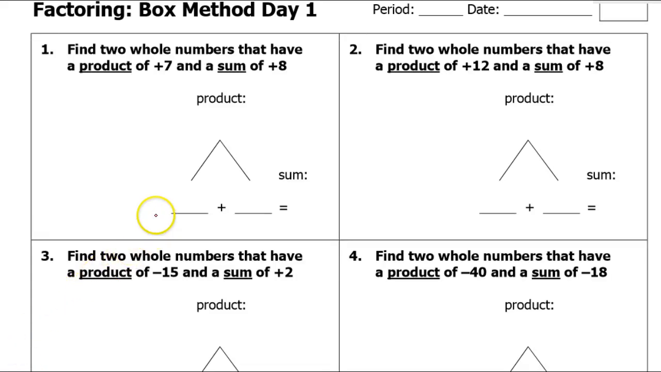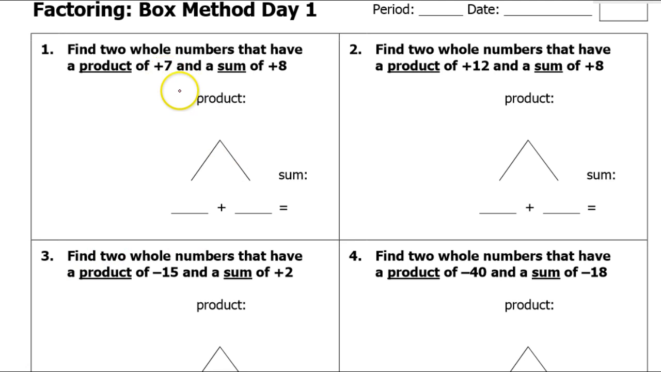So we are building up to learning how to factor trinomials using something called the box method. But before we can do that, we need to master the concept of product sum. That's where you find whole numbers that will multiply to equal one number and add up to equal another number. So in this case, we want the product to be 7. And we want the sum to be 8.